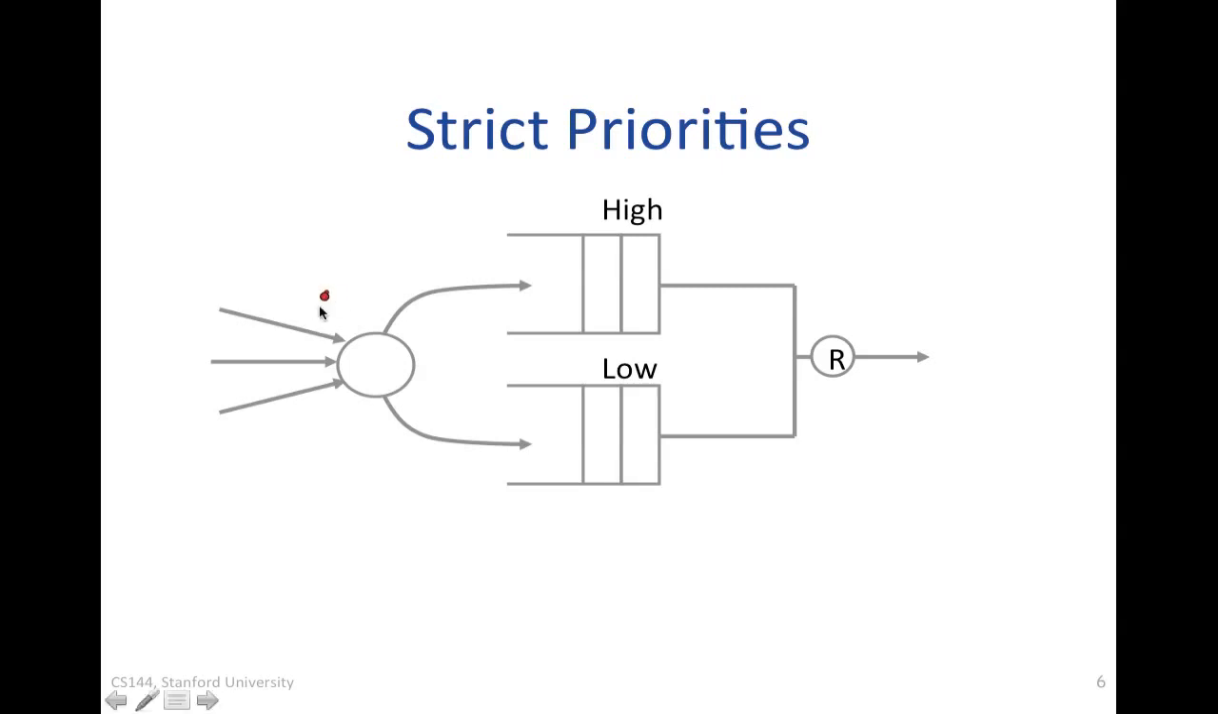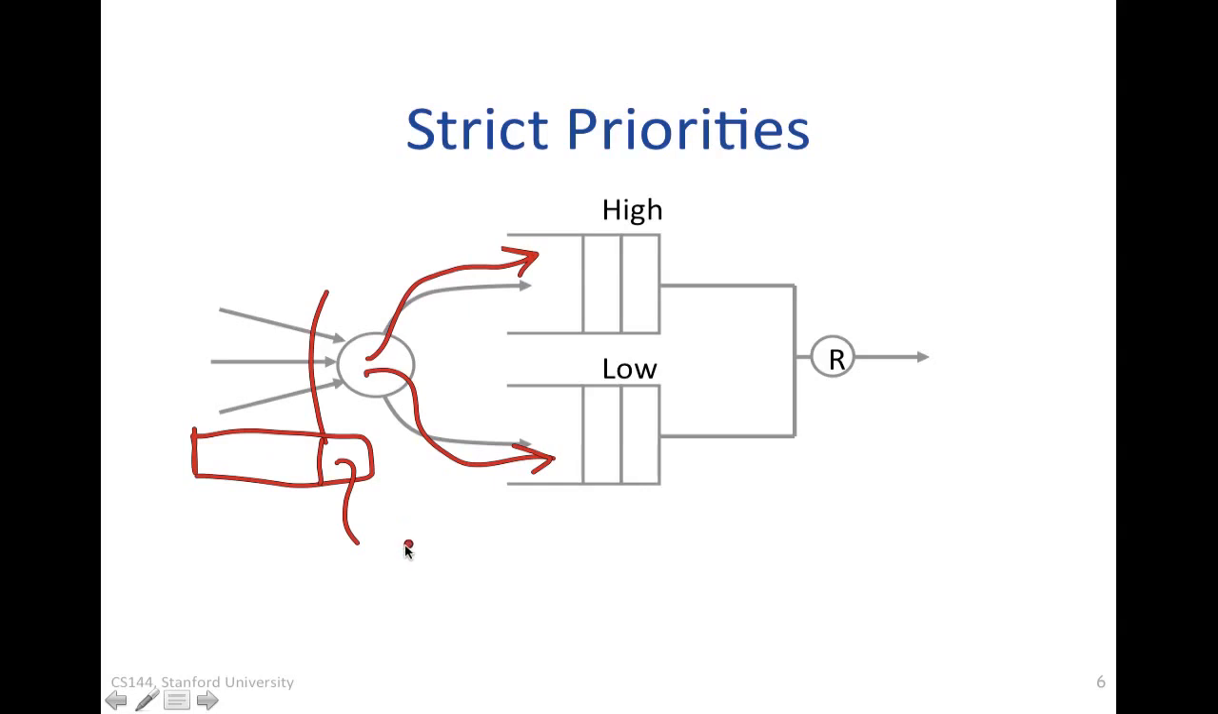So the inputs are just the same as before. These are where packets arrive from the incoming links. But now as a packet arrives, we're going to decide whether to place it into the high priority queue or into the low priority queue. And we do this based on bits in the header. So when a packet arrives, it might have a bit in the header. And in IP, there's a specific field for this. It's called the type of service field. And we might use that to decide which traffic is high priority and which is low priority.